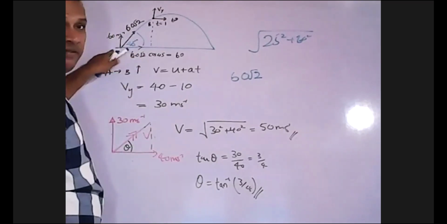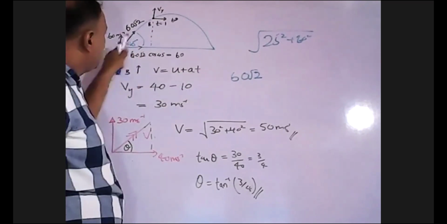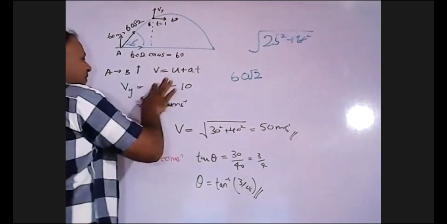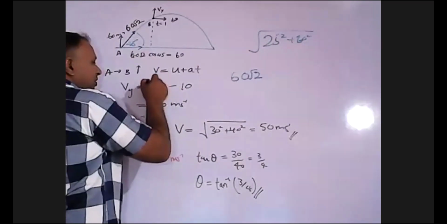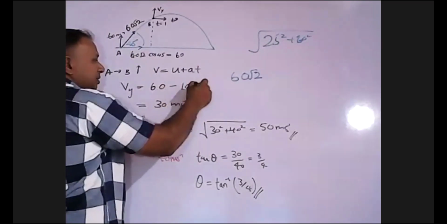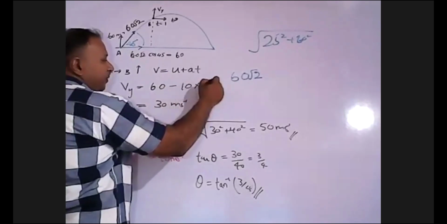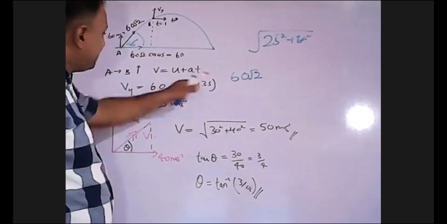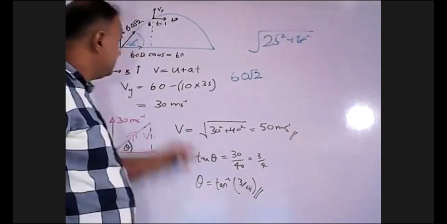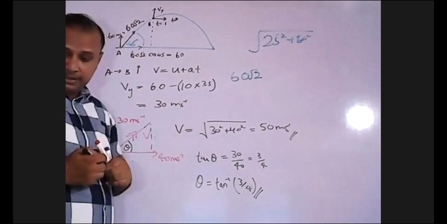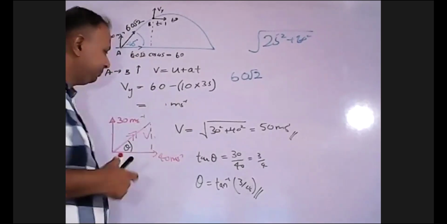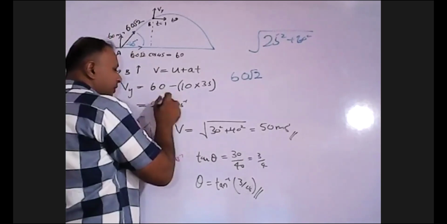Then you can apply v equal u plus at from here to here. Now Vy is 60. The initial velocity is 60, minus 10 times time. Time is 3.5, it is given. 10 times 3.5 means 35. 60 minus 35 means 25.